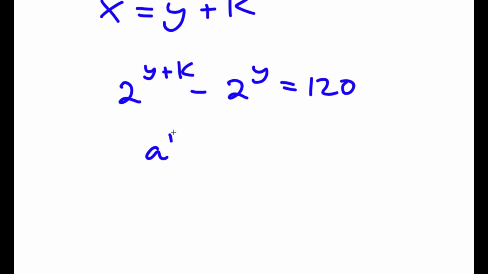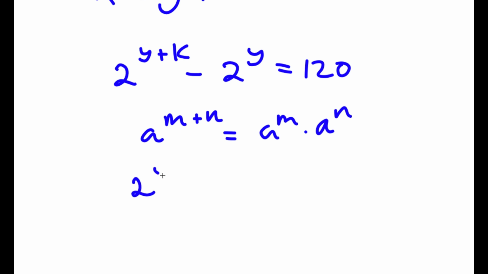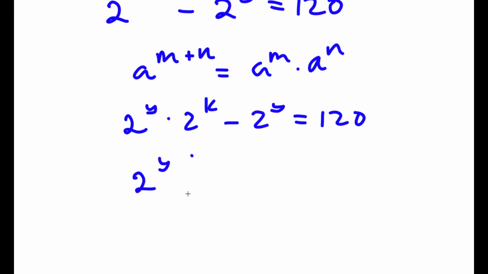Now if I have something in the form a to the power of m plus n, this is equal to a to the power of m times a to the power of n. So 2 to the power of y plus k, that's going to equal 2 to the power of y times 2 to the power of k, minus 2 to the power of y is equal to 120. Now if I factor out 2 to the power of y, I get 2 to the power of y times 2 to the power of k minus 1 is equal to 120.